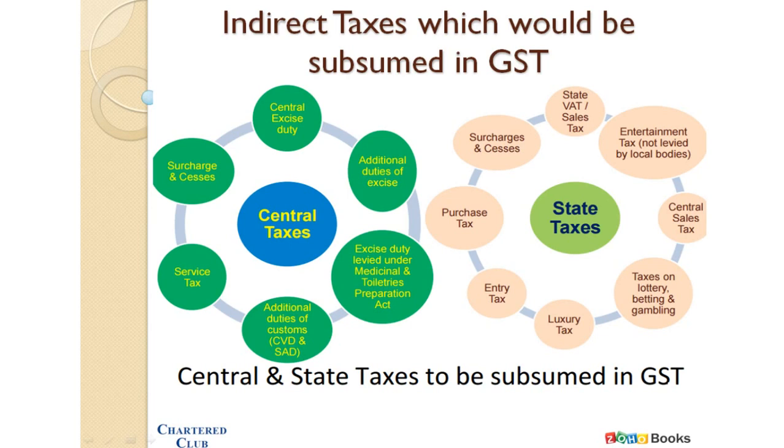The main taxes which were levied by the central government, which would now be subsumed under GST, are central excise duty, the additional duties of excise, the excise duty levied under Medicinal and Toiletries Preparation Act, the additional duties of customs, that is the CVD and the SAD, service tax, and surcharge and cess. So these were the main taxes which were levied by the central government, which would now be subsumed under the GST. As far as the state government is concerned, the state VAT or the sales tax, the entertainment tax, the central sales tax, the taxes on lottery, betting and gambling, the luxury tax, the entry tax, the purchase tax, all the surcharge and cesses, these would be subsumed under the GST.